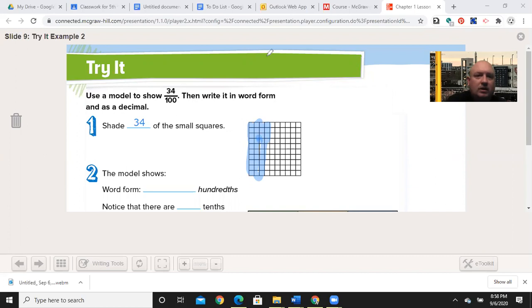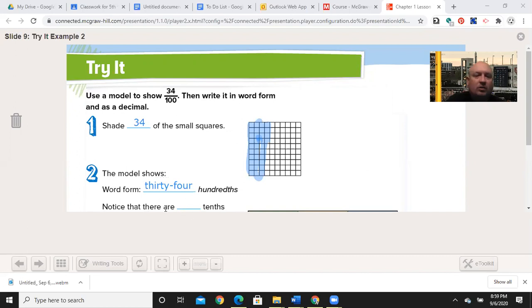So I shaded in 34 of these. What is going to be my word form of this? What number do you think I'm going to spell out here? If you said 34, you are correct. 34 hundredths. Notice it's not hundreds, it's hundredths. When we're dealing with decimals: tenths, hundredths, thousandths.